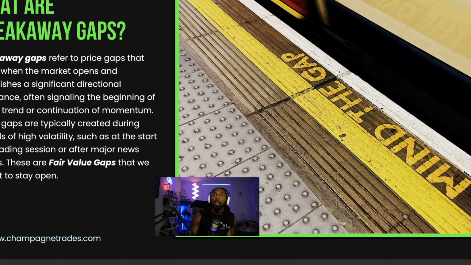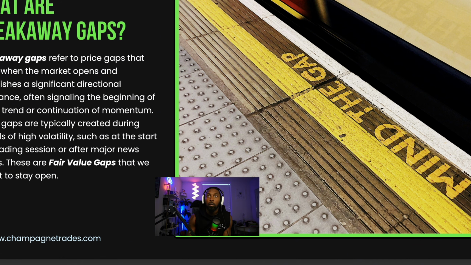Breakaway gaps refer to price gaps that occur when the market opens and is establishing a significant directional imbalance, often signaling the beginning of a new trend or continuation of momentum. So y'all already know breakaway gaps. If you're in a trade and you see a breakaway gap, you're very happy.